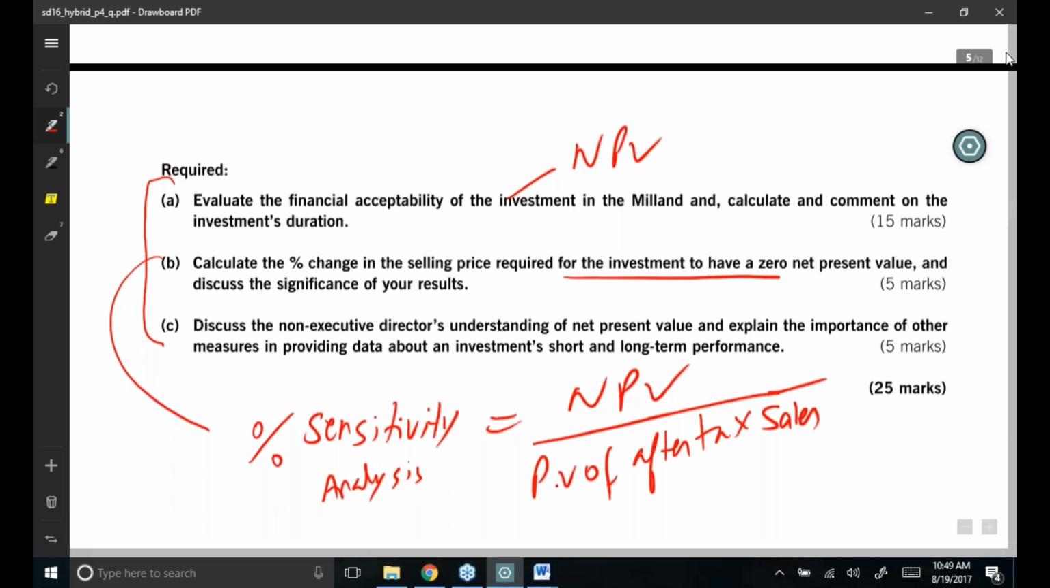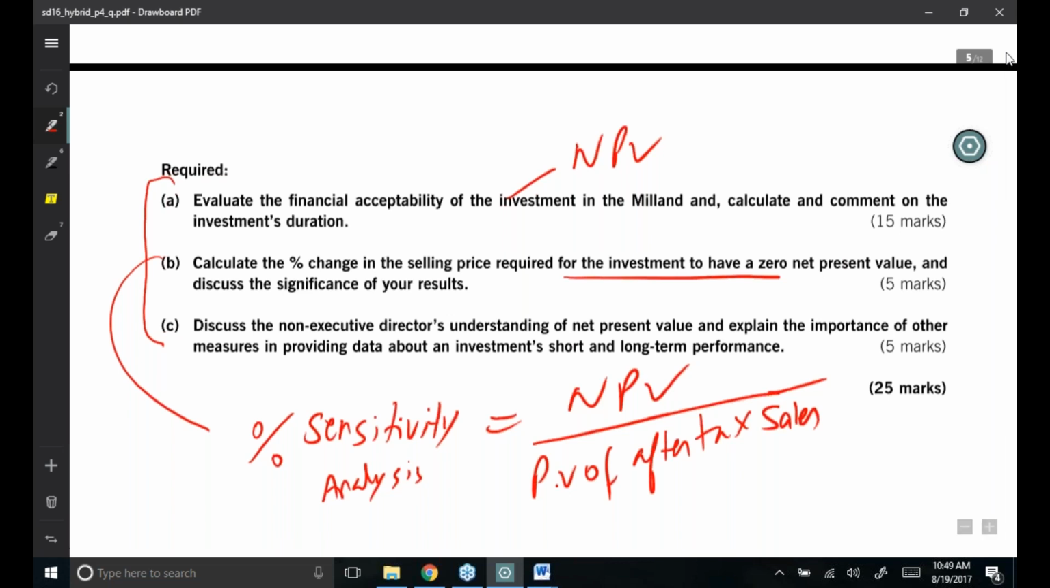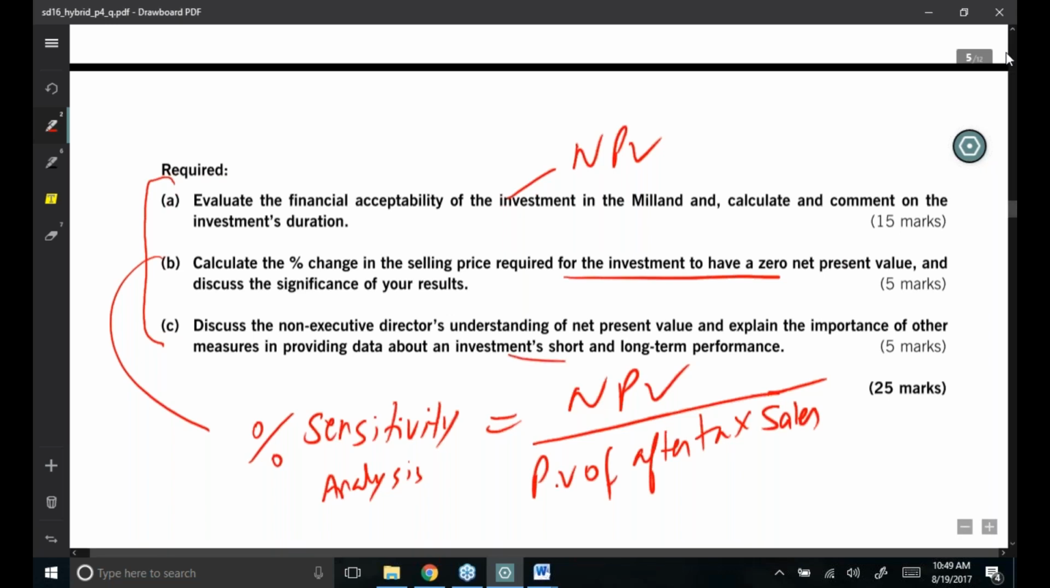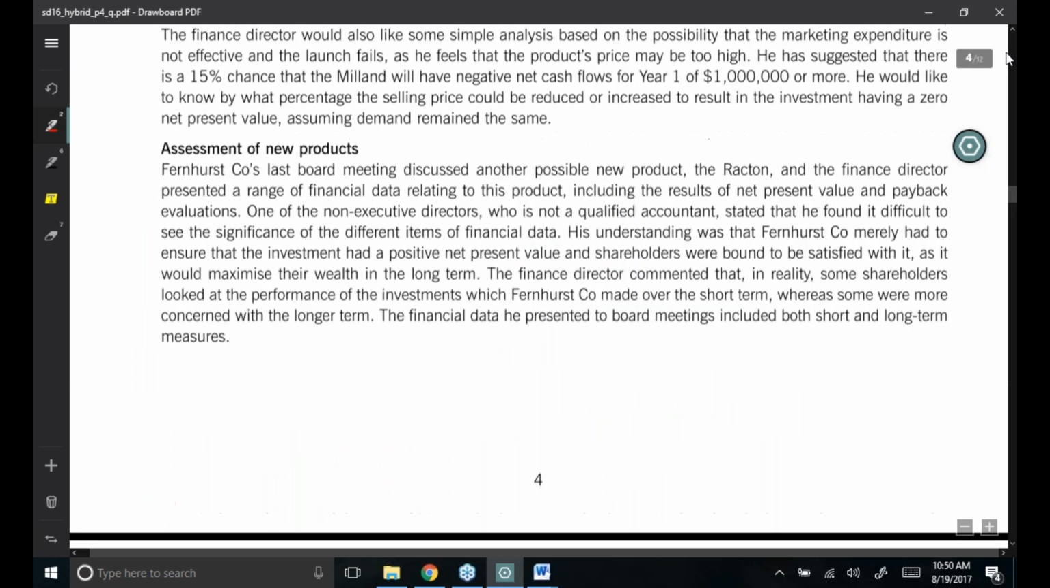requirement from the B. Third, discuss the non-executive director understanding of the NPV. Okay, you need to discuss the NPV and explain the importance of other measures in providing data about investment short and long-term performance. Obviously, shareholders always require both the short-term and long-term performance. Some methods are for short-term, some methods are for long-term. Like short-term methods can be payback, and long-term method can be the NPV. So it's a very simple question.